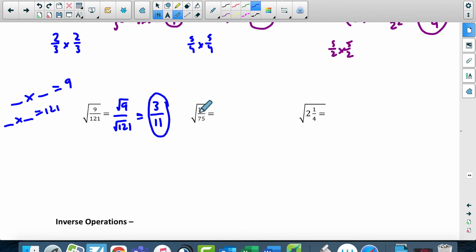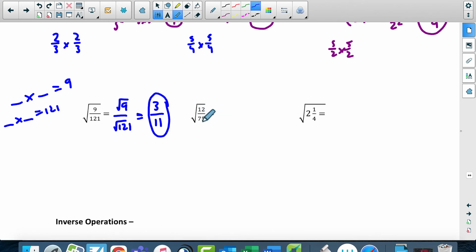Okay, how about this? We can do the square root of 12 and the square root of 75. But wait a minute. Square root of 12, that's not a perfect square, is it? What number times itself equals 12? There's nothing that multiplies by itself to get 12 except some crazy decimal. Oh no, how are we going to do this? Well, you know what you should do before you give up? Always put your fractions in lowest terms before you give up.